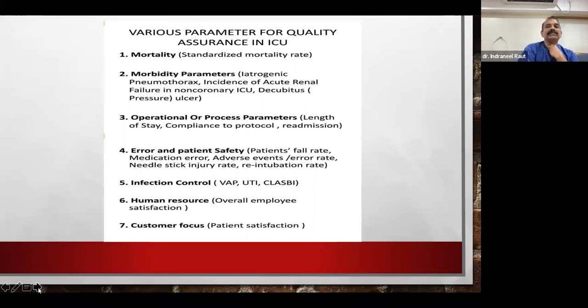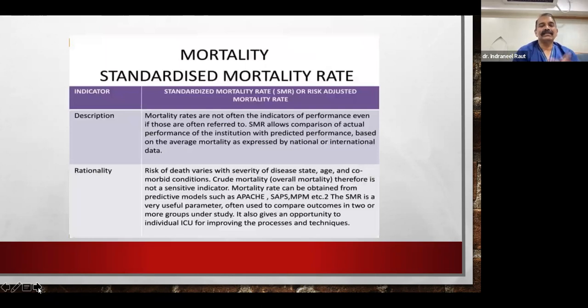Yeah, so various parameters for the quality assurance in ICU in which these indicators are studied are mortality. So mortality would mean the SMR. We'll come to each one. Then the morbidity parameters. So an iatrogenic pneumothorax, incidence of acute renal failure in the ICU, in the non-coronary ICU, then decubitus ulcers or a bed sore. The operational process, length of stay, compliance to protocols, and readmission to the ICU. Error and patient safety. So patient fall rate, medication error, adverse events, sentinel events, needle stick injury, and reintubation rates. And infection control would be the three famous VAP, UTI, CLABSI, and even an SSI, which is not mentioned here. Human resource, overall employee satisfaction, and customer focus, patient satisfaction. So these are the seven headings in which the ISCCM made these quality indicators.